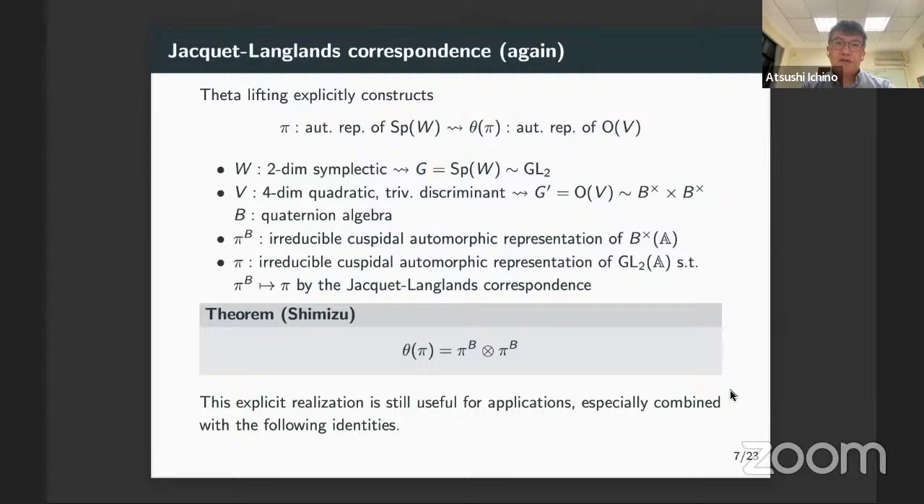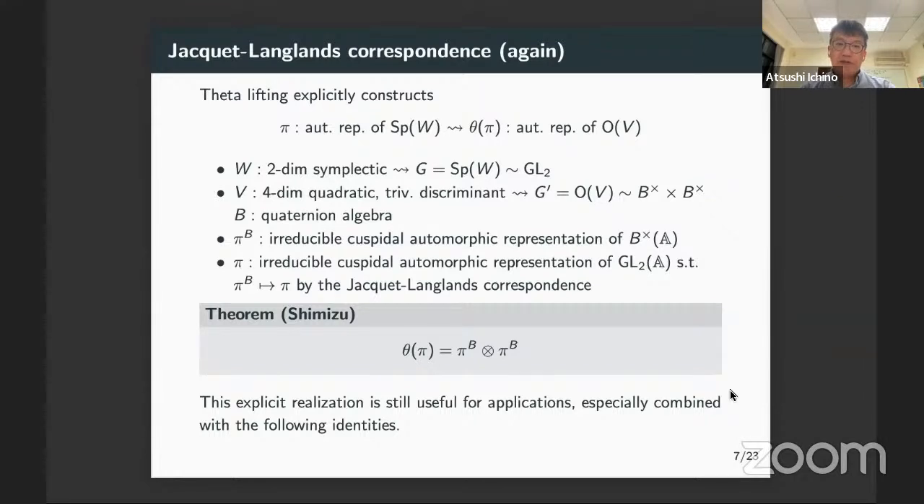So recall that the theta lifting constructs an automorphic representation of the orthogonal group, theta pi, from the automorphic representation of a symplectic group Sp(W). And suppose that W is two-dimensional. In this case, the symplectic group is isogenous to GL2. And if B is four-dimensional with trivial discriminant, then the associated orthogonal group is the product of B cross, where B is a quaternion algebra.